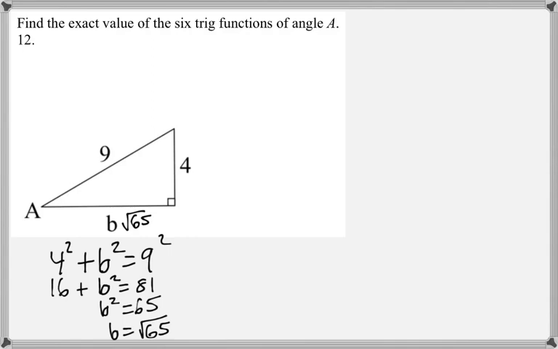Okay, so they want us to find the exact value of the 6 trig functions. When they say exact value, that means they don't want a decimal approximation. They want fractions and radicals. Okay, so sine of A is the opposite over the hypotenuse. So the opposite for A is 4, and the hypotenuse is 9. So this will be 4 over 9, and that'll be your answer.